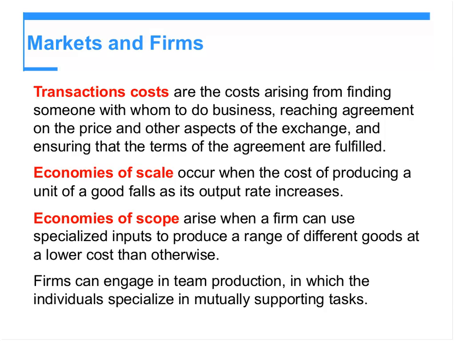Economies of scope arise when a firm can use specialized inputs to produce a range of different goods at a lower cost than otherwise. A firm can also engage in team production, in which individuals specialize in mutually supporting tasks. Sometimes you can use employees who have multitasking attributes to get the job done. As you can see, when a firm can use a specialized input to produce a range of different goods, a lower cost is incurred by the company.